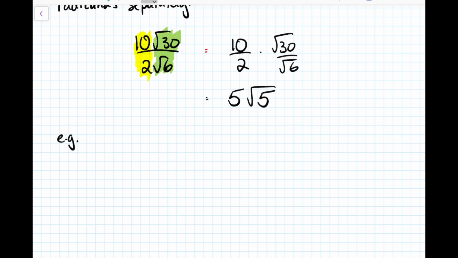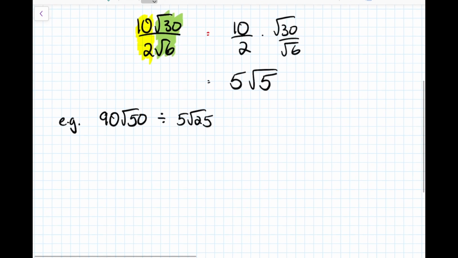So if we had, say, 90 root 50 divided by 5 root 25, I could simplify these, by the way, but I'm not going to. I'm just going to divide straight away. 90 divided by 5 gets me 18. 50 divided by 25 gets me 2. And so I've got 18 root 2. Done.